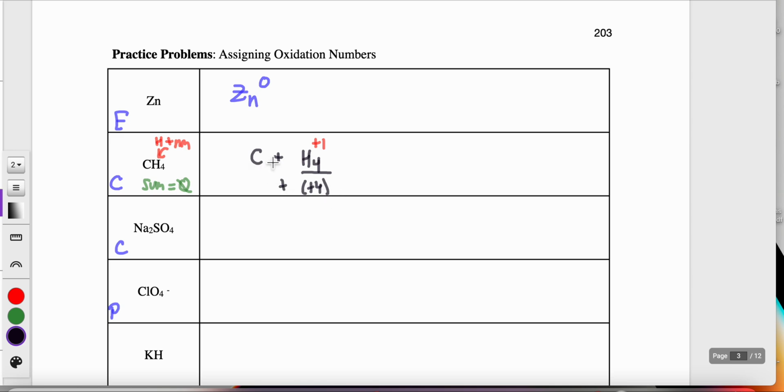When I add that to whatever carbon is going to use, the sum has to be 0. So 4 hydrogens, each using a +1, the collective positive charge is +4. I only have 1 carbon in the formula. So what does carbon supply that I can add to +4 to get to 0? The carbon is using a -4. So my carbon uses a -4 charge, and each of the 4 hydrogens uses a +1.